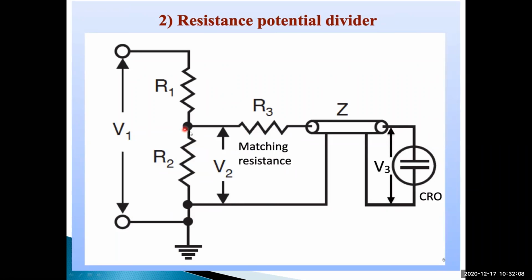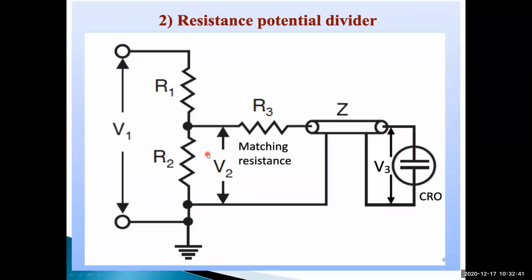The resistance potential divider has a simple circuit: only R1, R2, R3, a CRO, and the delay cable. That's why this equipment setup is very low cost. The cost of the resistance potential divider is very low because we use only simple elements. So the cost of the equipment is less, and it is also portable.